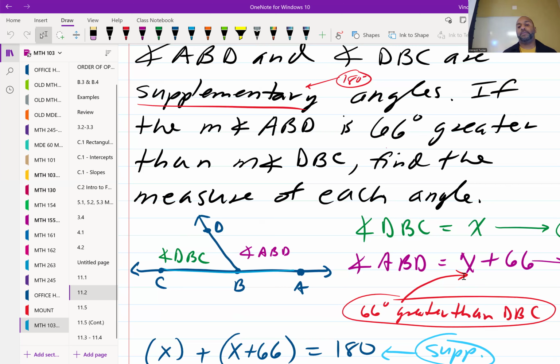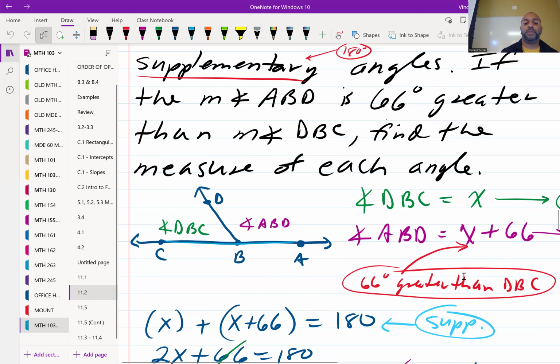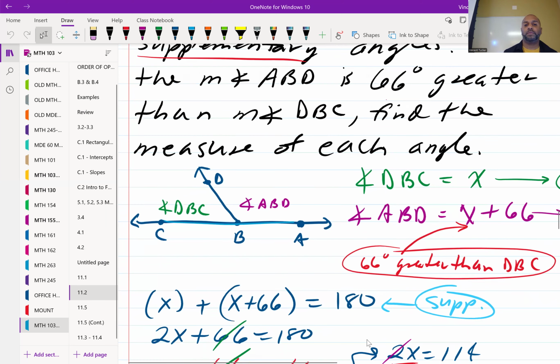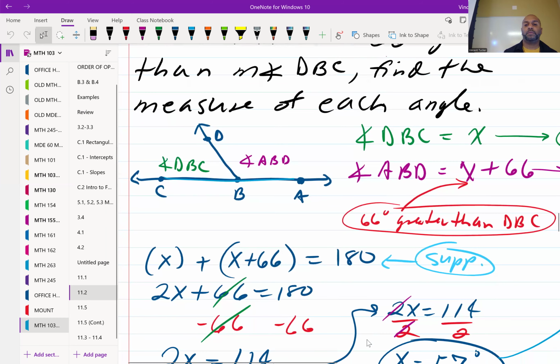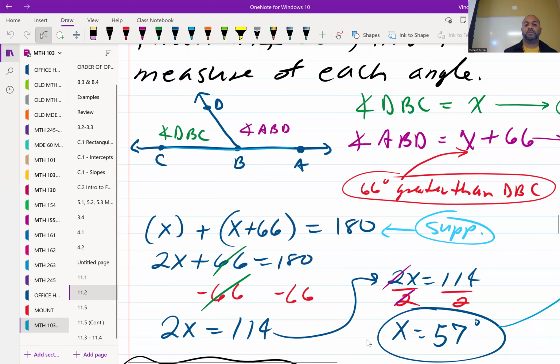So now that we have an algebraic representation of each piece, we can now use the fact that they are supplementary angles and set up an equation. So we know both of them added together will give us 180 degrees. So I got x, then x plus 66 equal to 180. Those parentheses are just there to signify where each piece came from. We had x, then x plus 66. We don't need to hold on to the parentheses.